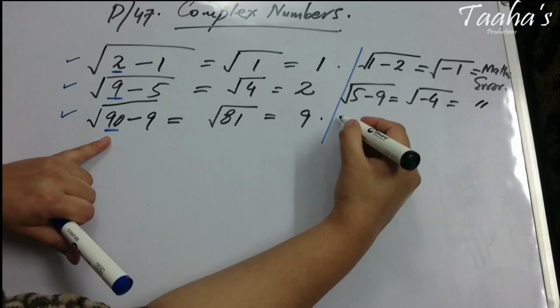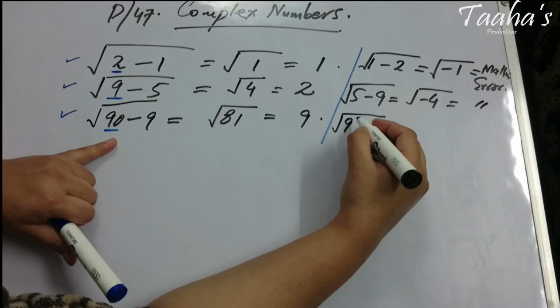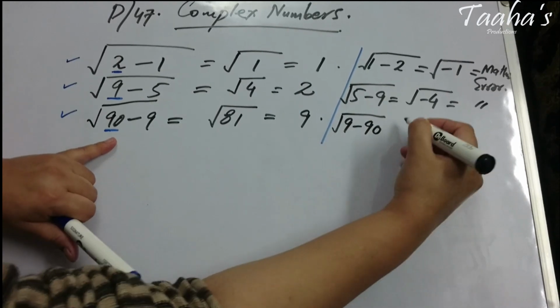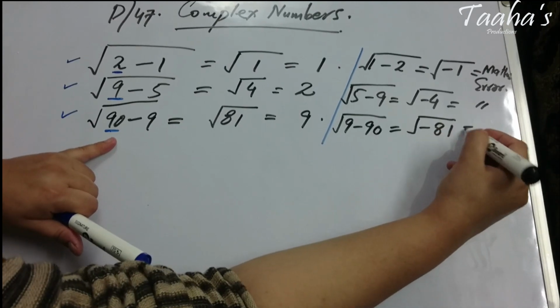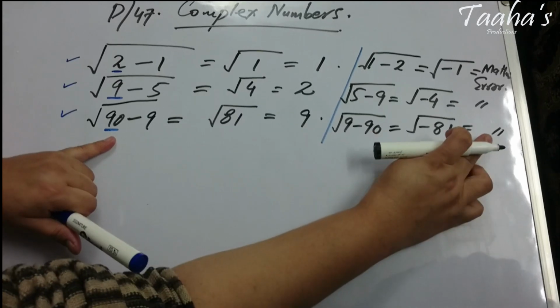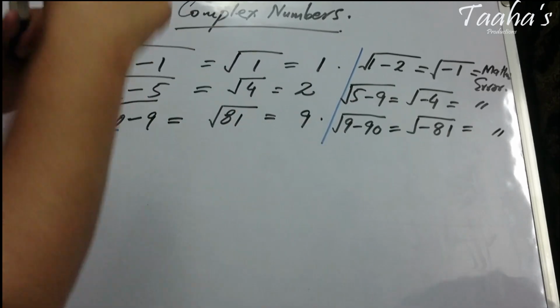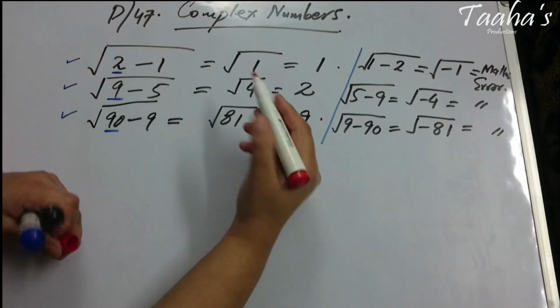Now in the third set, still the same order, I am writing the smaller number before the larger number. See, it's minus 81. Again, when you find its square root from the calculator, it will give you a math error. What is the reason? Can you see the difference?